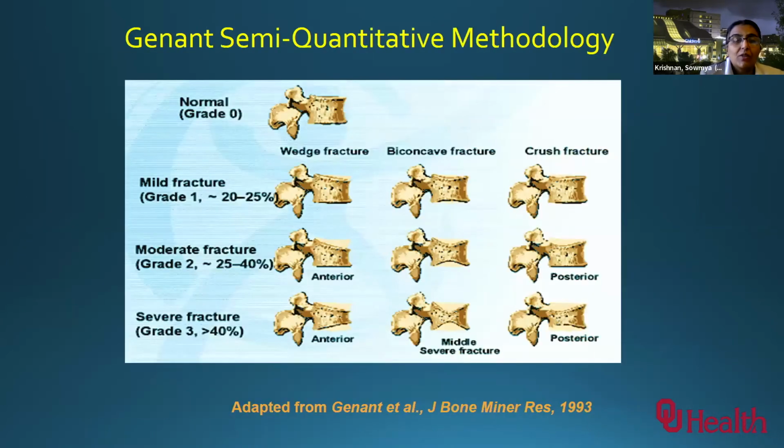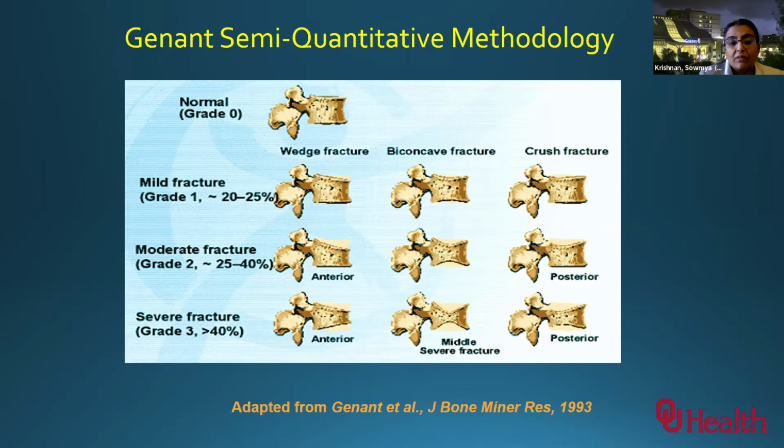I want to talk quickly about the Genant semi-quantitative methodology, just to tell you that this is a term you may see when you read the literature on pediatric osteoporosis and vertebral fracture. This is a methodology that's often used to grade vertebral fractures and to follow their resolution with time. This methodology uses the amount of loss of vertebral height to grade fracture as mild, moderate, or severe.